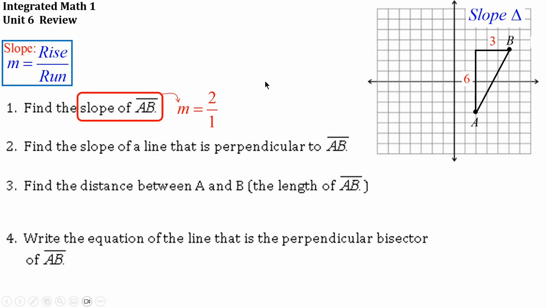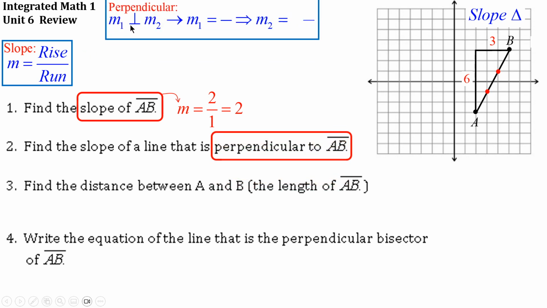Okay, find the slope of a line that is perpendicular to segment AB. Well, you guys know the concept of perpendicular right there. If slope 1 is perpendicular to slope 2, that means that if slope 1 was A over B, slope 2 would be the negative reciprocal. If this is positive, this is negative, and the reciprocal of A over B is B over A. So, what's the negative reciprocal of 2/1? That'd be negative 1/2.